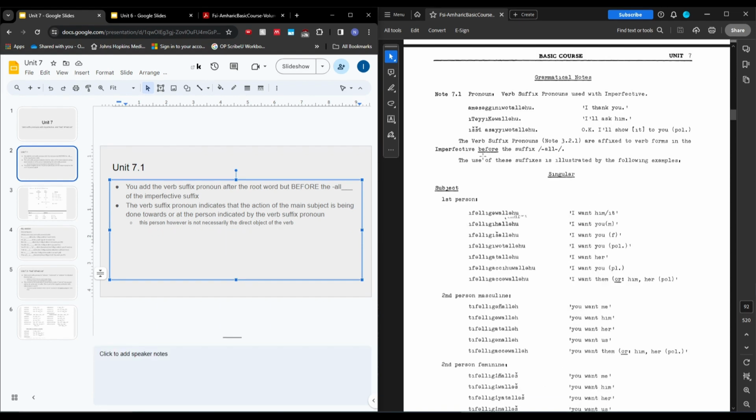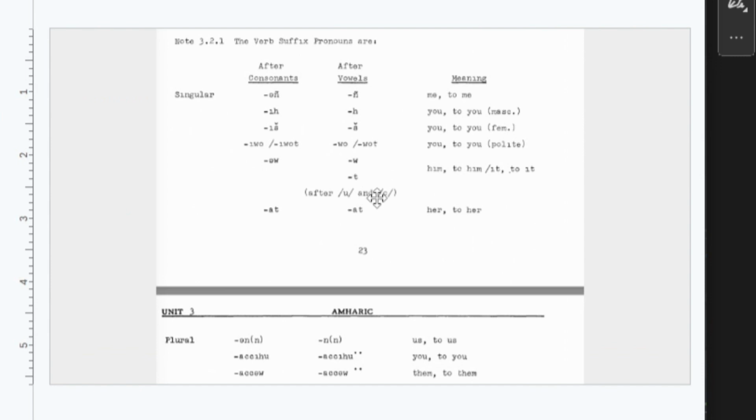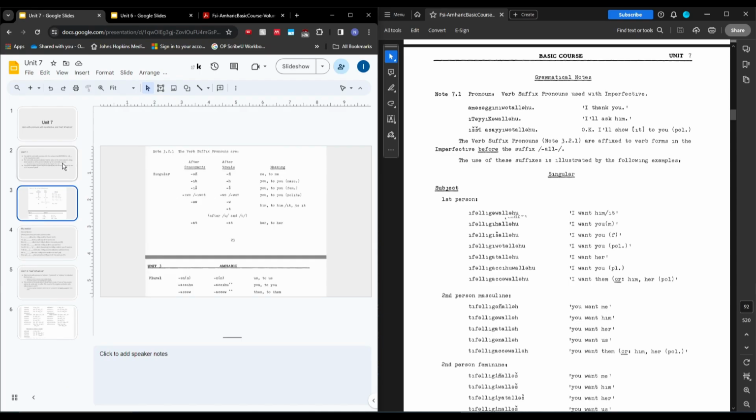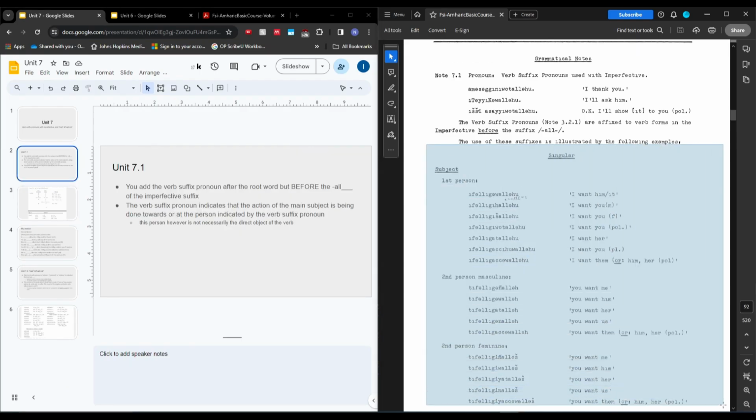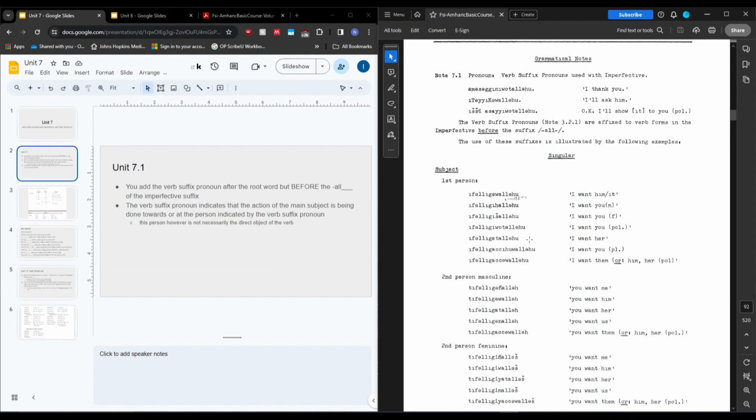So going over to the textbook side, here's that rule I just mentioned, where the verb suffix pronoun is put before the al. And here are the verb suffix pronouns if you forgot. These are from Unit 3. And here the textbook is showing all these different examples of imperfectives with verb suffix pronouns. So ifellegallo is I want. Here we're putting in different verb suffixes in the middle of the word basically, and then we'll be able to have it be I want him, I want you female, I want you polite, I want her, etc.